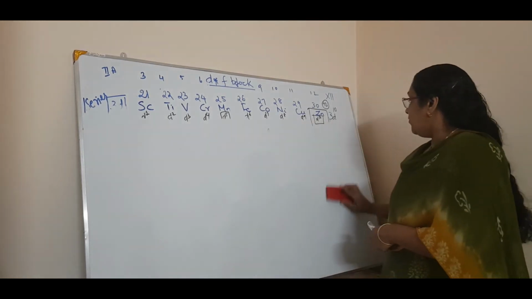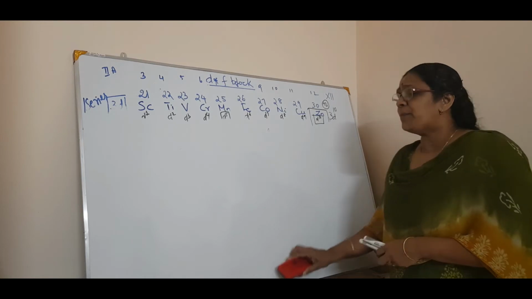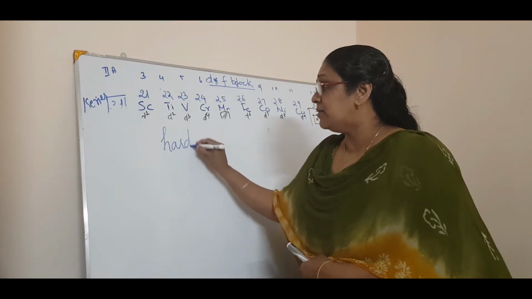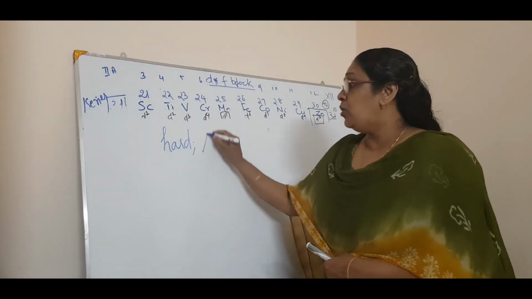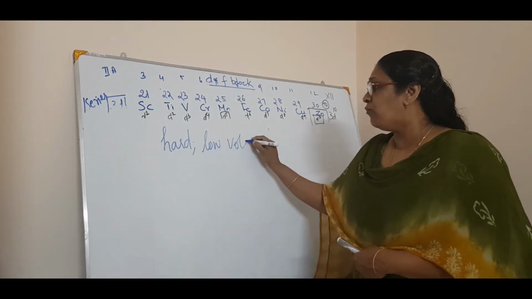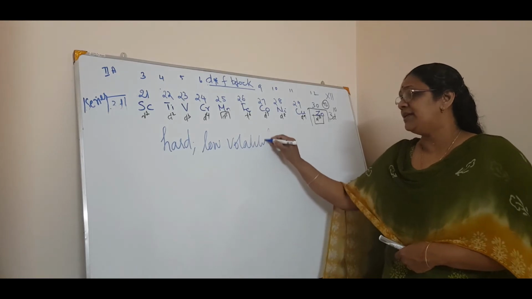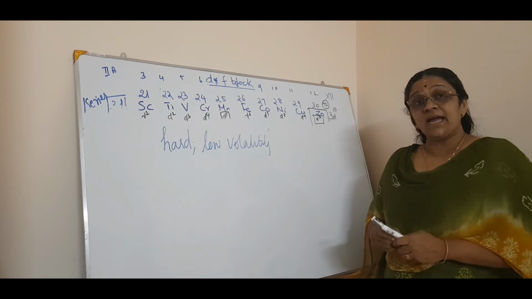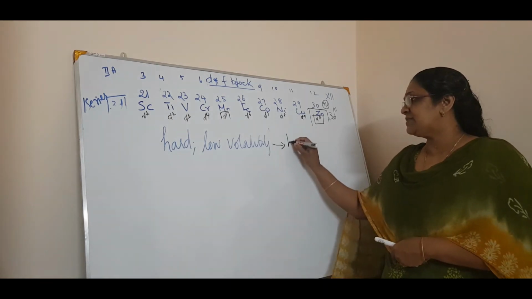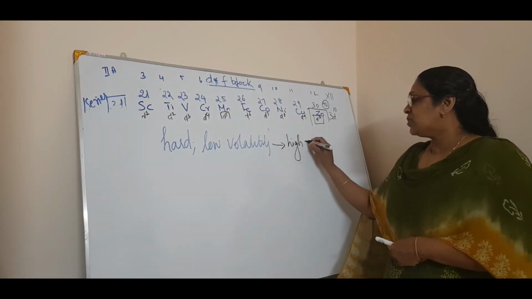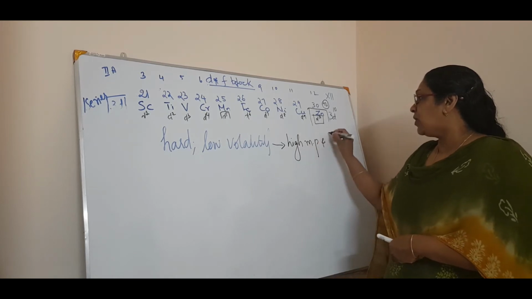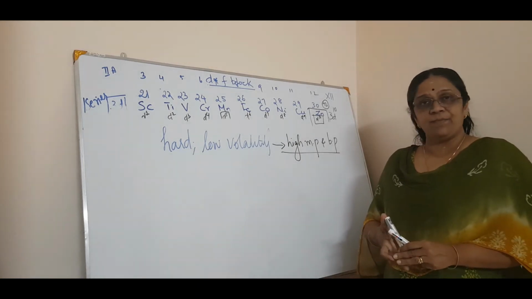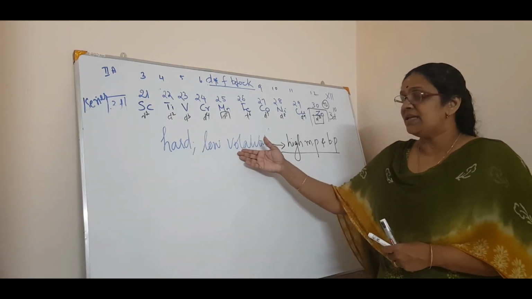Now we will see the first property: the metals are hard. Then low volatility. What do you mean by low volatility? It means high melting and boiling point. This is a very, very important point. These transition metals, or the D block elements, have high MP and BP. That is why they are low volatile.